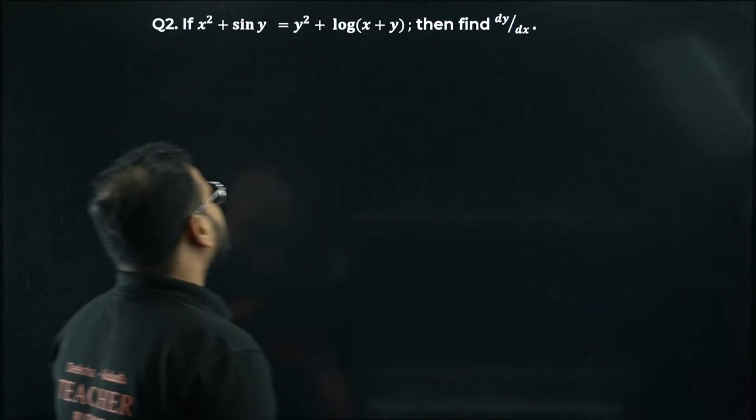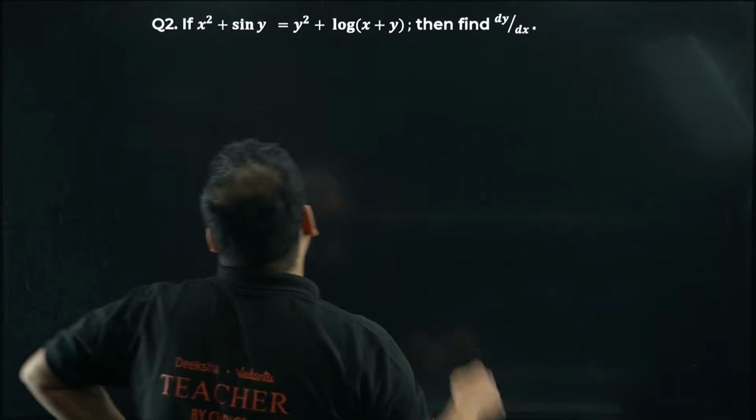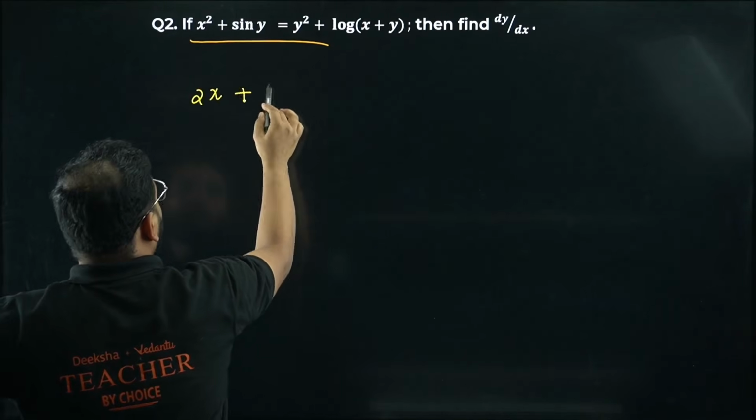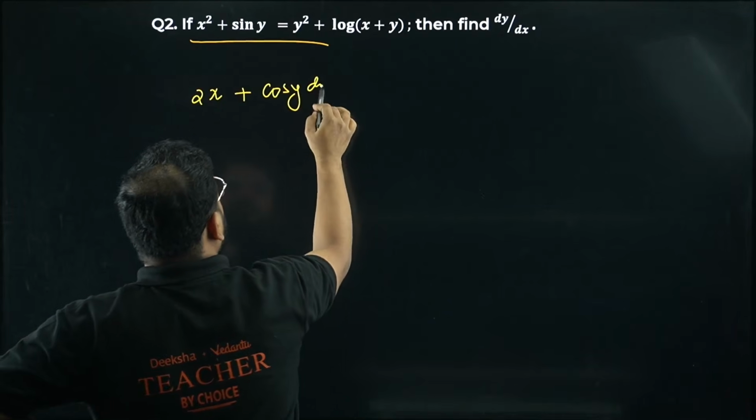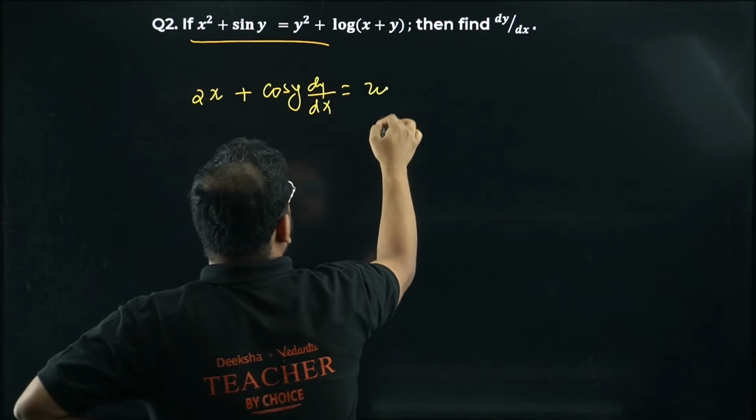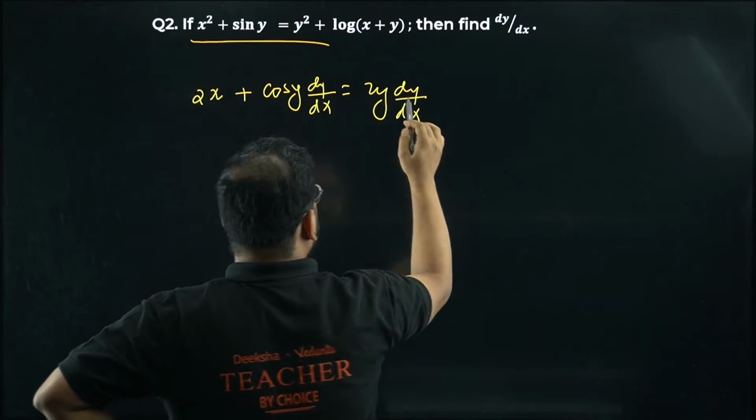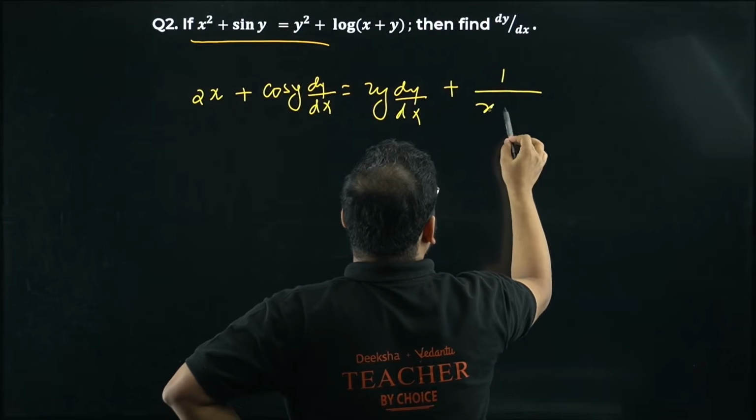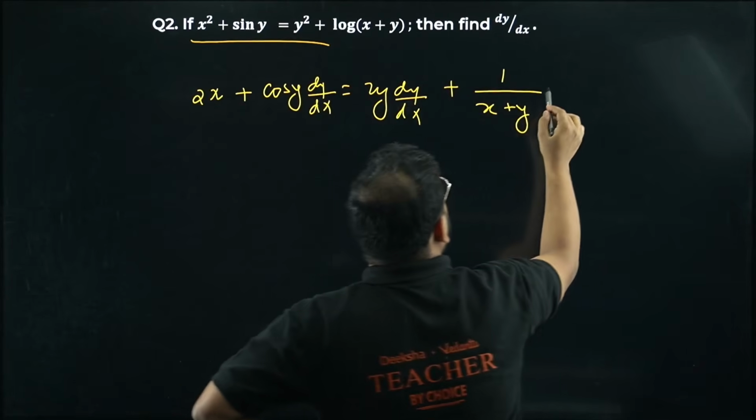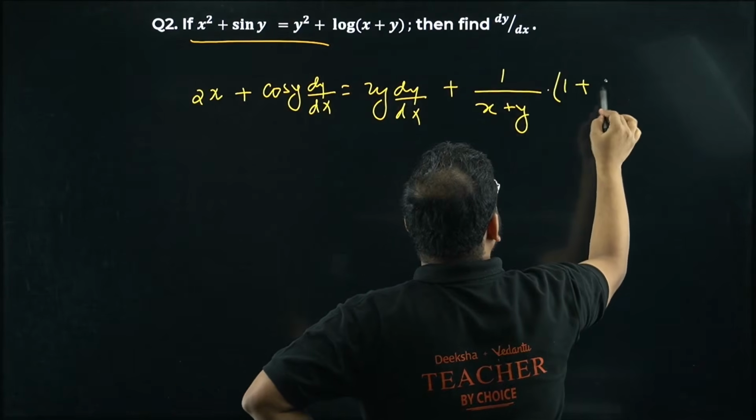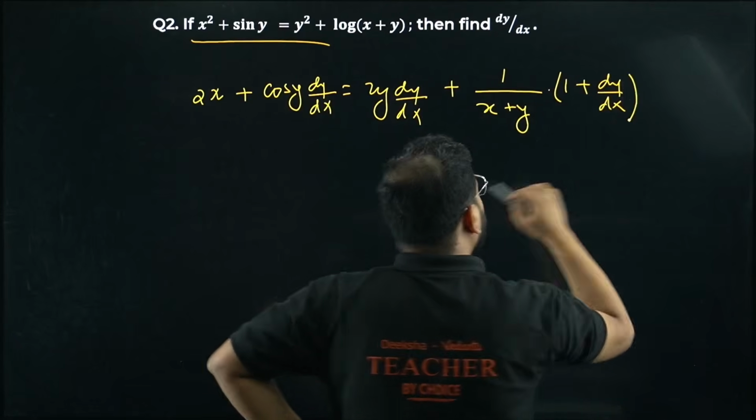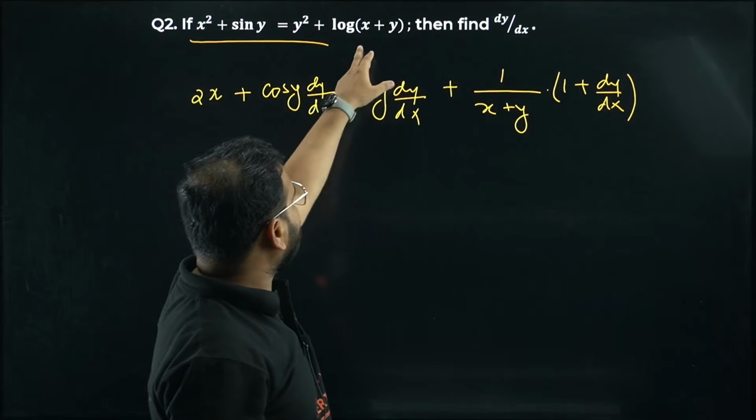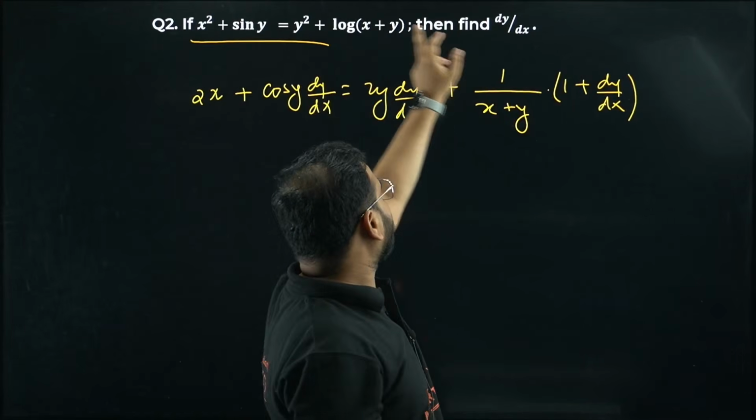x square plus sin y plus y square plus log of (x plus y), then find dy by dx. Differentiate, sir. 2y, correct, plus we will have 1 upon (x plus y) times (1 plus dy by dx). Chain rule over here, right? First you do it for log, then comes x plus y. So for x it is going to be 1 and for y we will have dy by dx.